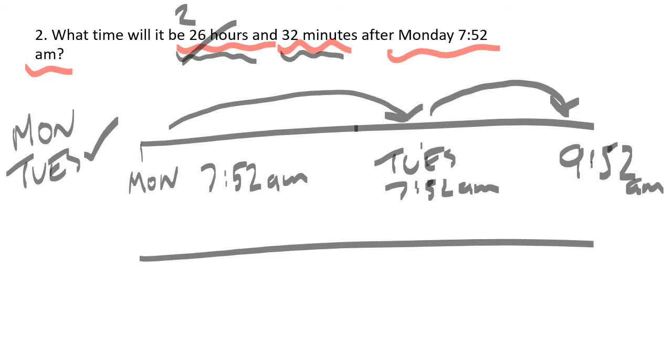Plus we know we're at Tuesday now, by the way. So now we've done the 2 hours. That's done. Great. Now we're just left with the 32 minutes. Only 32 minutes. Okay, so what's 9:52 plus 32 minutes? Okay, I'm just going to start again down here if that's okay.